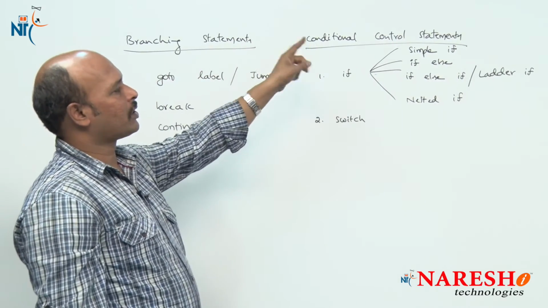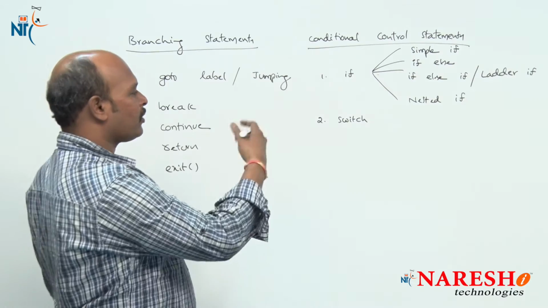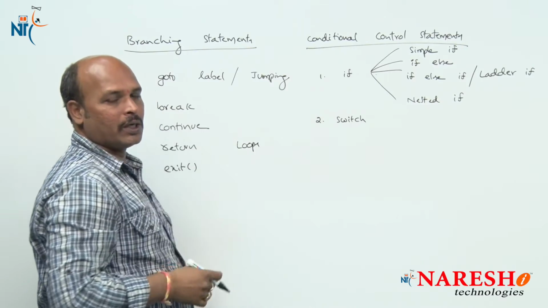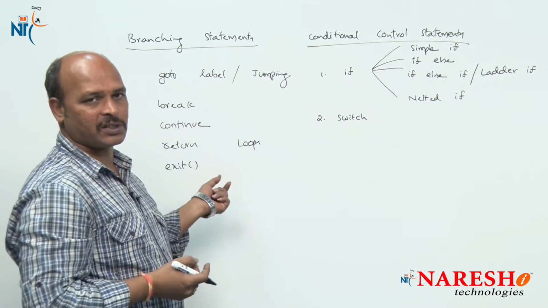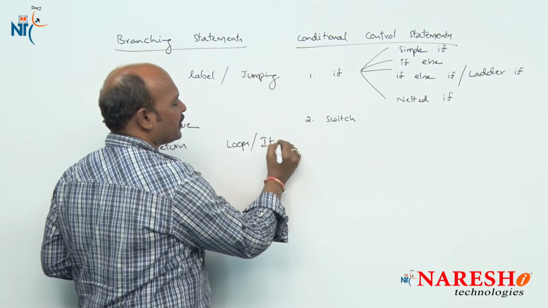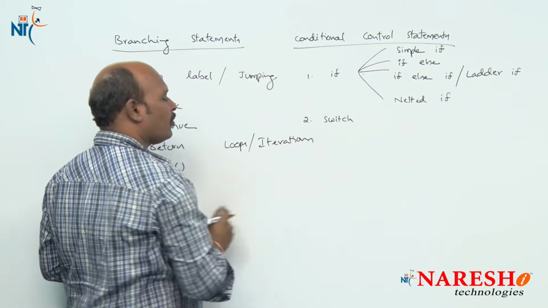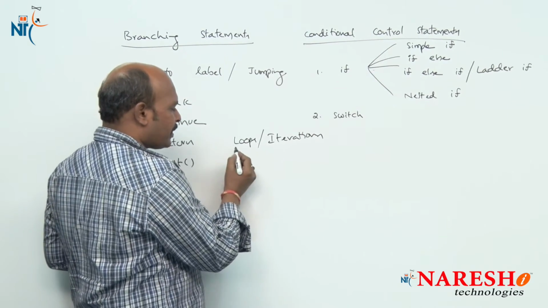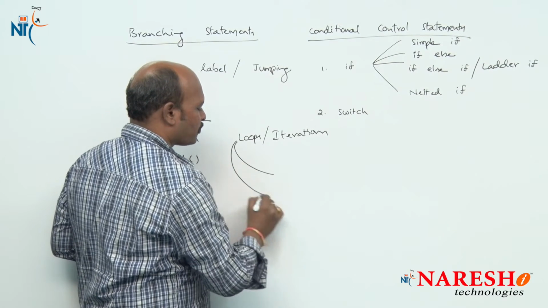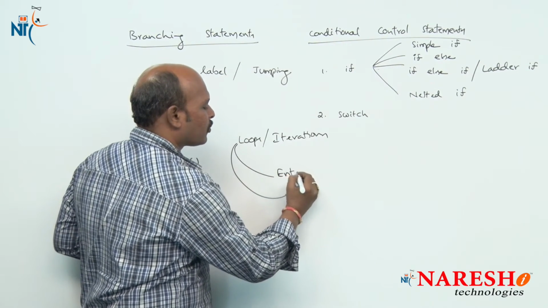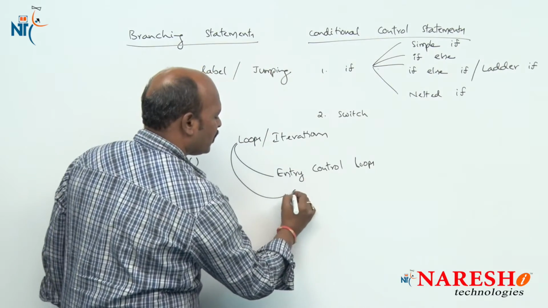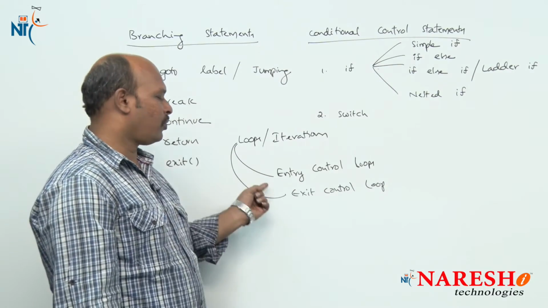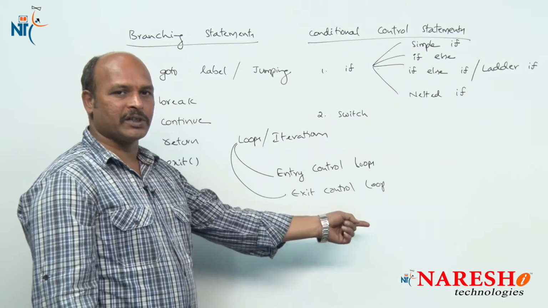They are called conditional control statements, and along with these we are going to use loops, which are also called repetitive statements or iterations. Under loops basically we are going to use two types of loops. One is entry control loop, the next one is exit control loop.